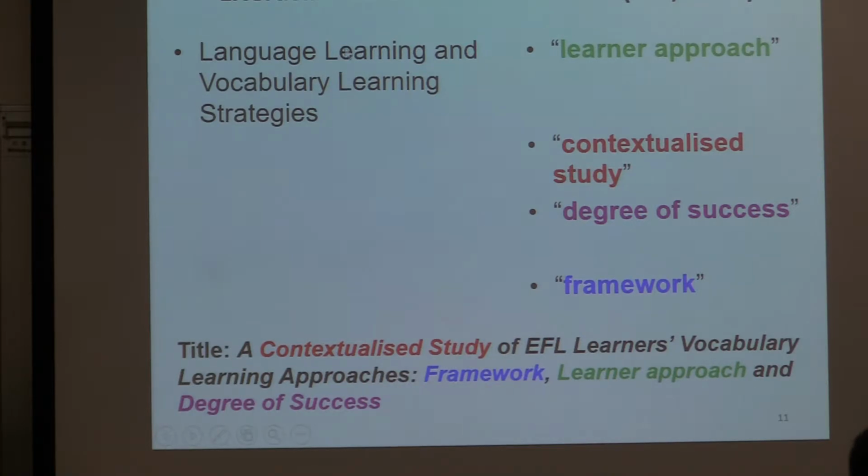So for learner approach, this is the first section of the literature review. The subheading is language learning and vocabulary learning strategies. This is learner approach, right? Because the title is vocabulary, so you have to focus on vocabulary learning strategies. You can cover language learning strategies briefly, and then you have to focus more on vocabulary learning strategies, right? Contextualized study, contextual influence on strategy use.